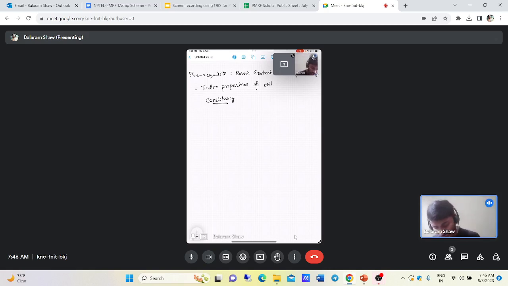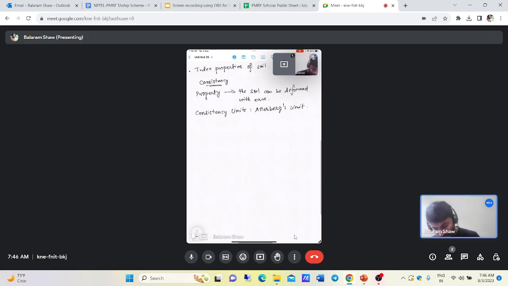So to know this consistency, we have some consistency limits, and those limits are known as the Atterberg limits, right? What are the Atterberg limits? You remember, we had one plot between the volume of the soil, which is varying with respect to the water content.